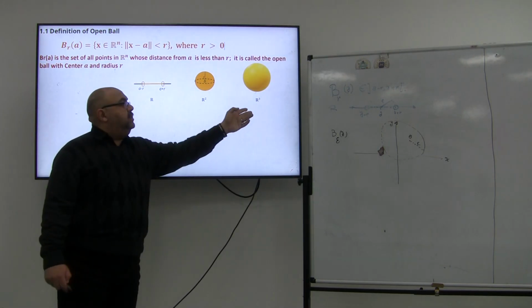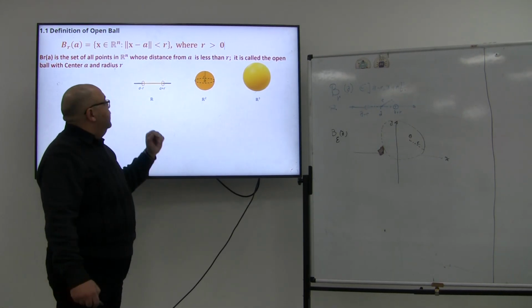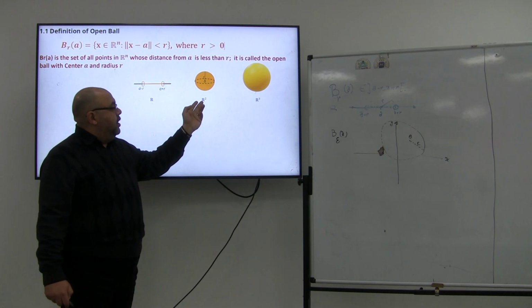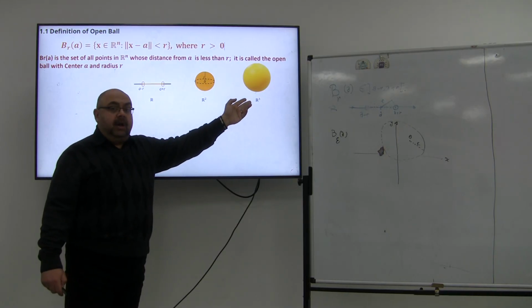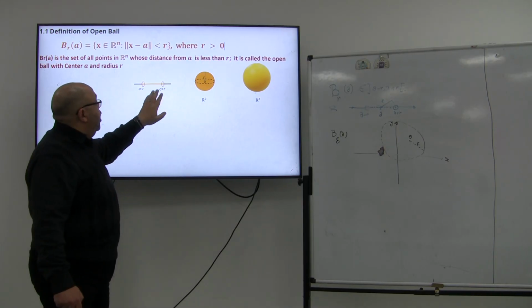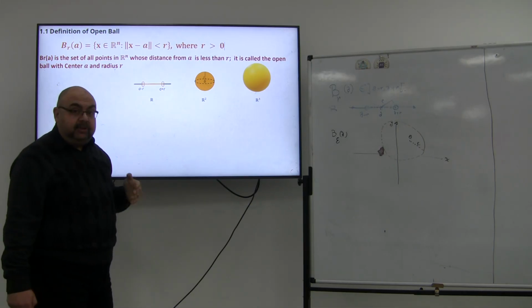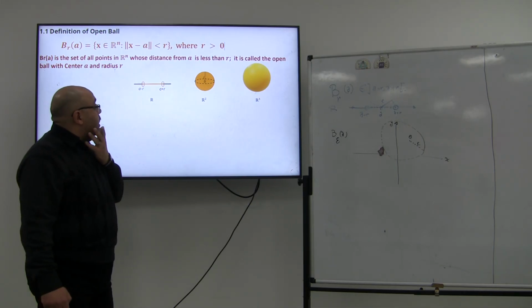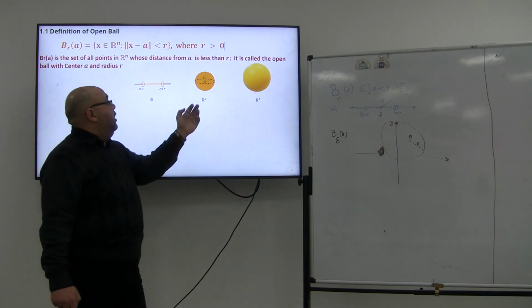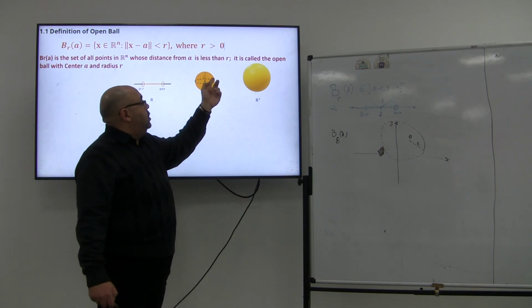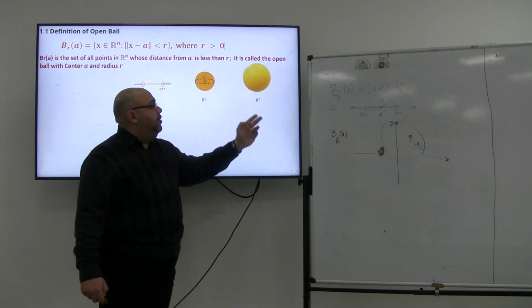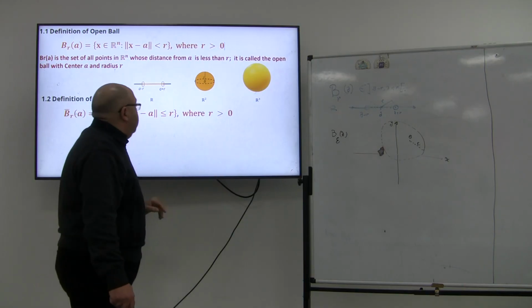Those are three cases beside each other. That's if you are in R, that's if you are in R2, and that's if you are in R3. In R, it will be the open interval from A minus R to A plus R. In R2, it will be a circle without the boundary. In R3, it will be a sphere without the boundary.